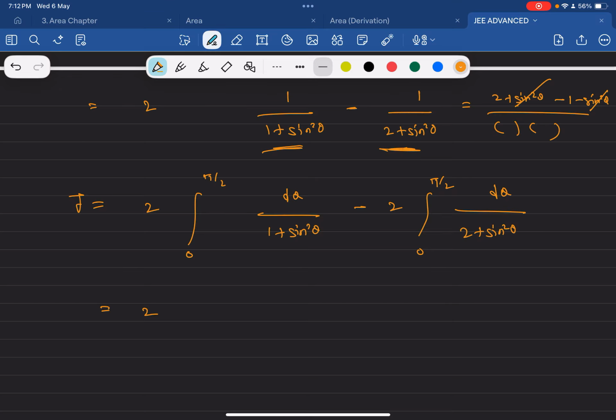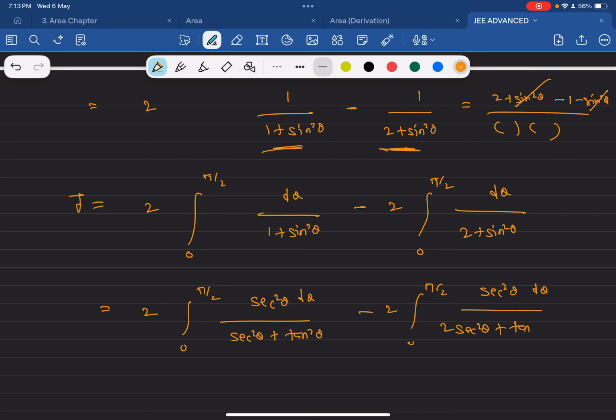We need to convert in terms of tan. Whenever a quadratic in terms of sine and cos is given, we need to convert in terms of tan by dividing numerator and denominator by cos square theta. So we can write, dividing by cos square, secant square theta d theta upon secant square theta plus tan square theta. Same here also, 0 to pi by 2, secant square theta d theta upon 2 secant square theta plus tan square theta.